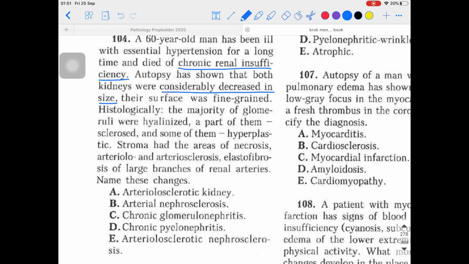And along with that, there can be granular changes. I will be showing you the image of those kidneys as well, so you can easily compare the size of both the kidneys. The weight of the kidneys will drastically become low, and sometimes it can go as low as 50 grams. That is actually a very low weight, right? So autopsy showed that both kidneys were considerably decreased in size. Surfaces are fine grained, which, as I said, in chronic renal insufficiency, fine grained and contracted kidneys will be seen over here.